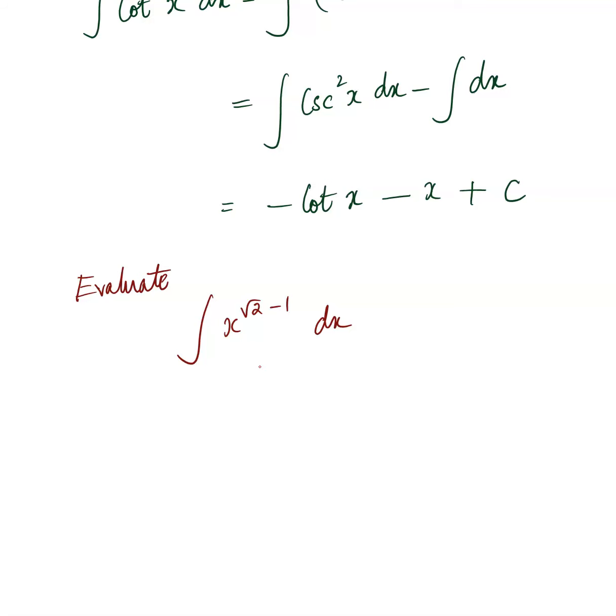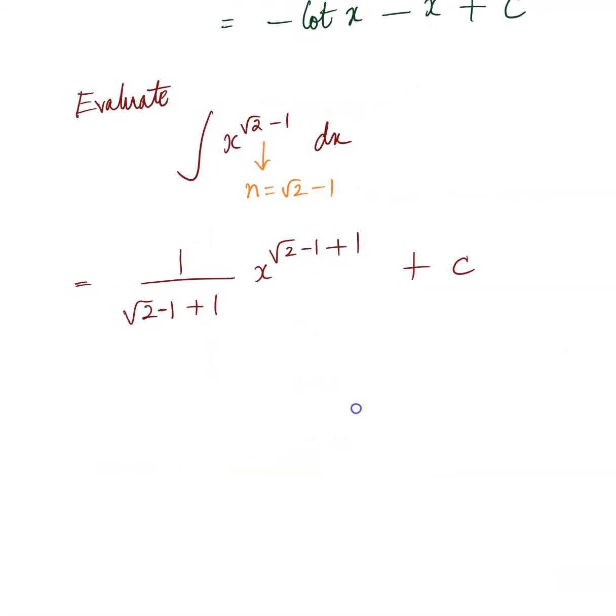You go ahead and use the formula. But just remember, here your n is root 2 minus 1. So remember to add 1 to it when you apply the formula. So that will be 1 over root 2 minus 1 plus 1, x power root 2 minus 1 plus 1, n plus 1. Right? And that is just a step away where it's 1 over root 2 x power root 2 plus c.